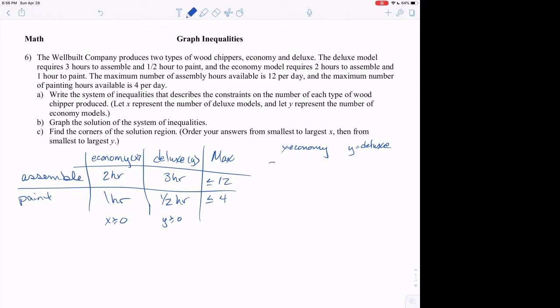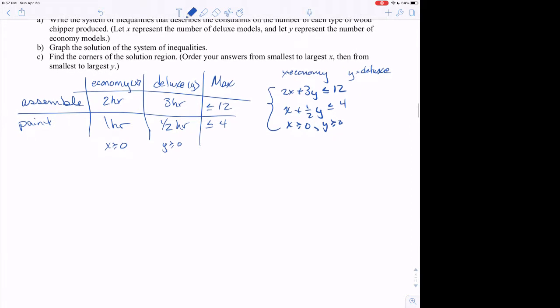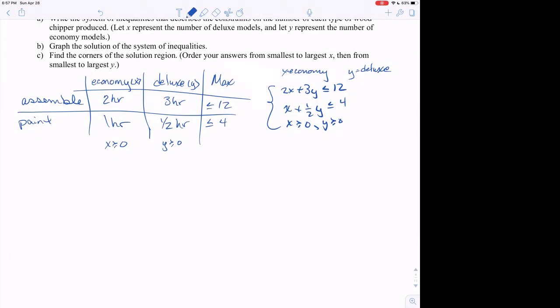So this gives us our system to be 2x plus 3y is less than or equal to 12. X plus half y is less than or equal to 4. X is greater than or equal to 0. And y is greater than or equal to 0. Okay? Now we need to solve the system.